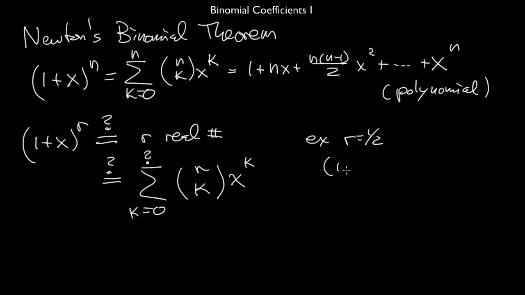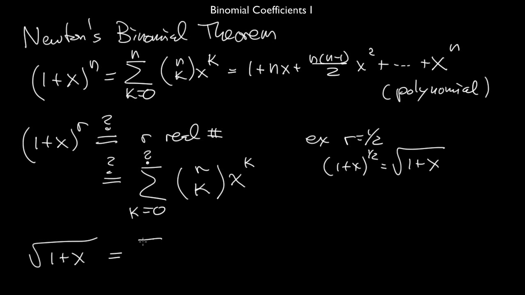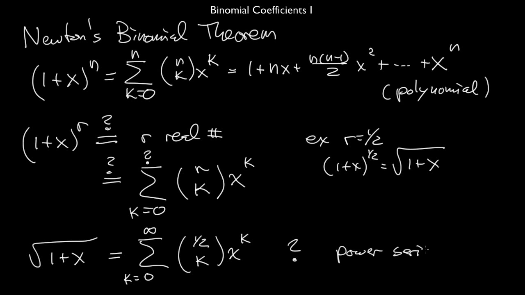Well, let's look at an example. Let's take r equal to a half. So you're looking at (1 + x)^(1/2), which is to say the square root of 1 + x. Now, of course, this is not a polynomial, so it can't have a finite number of terms. But what I'm hoping is that there's some formula like this. And the only possible thing that could be true would be to make it a power series. It's got to be an infinite sum. And it turns out, remarkably, that this is true.